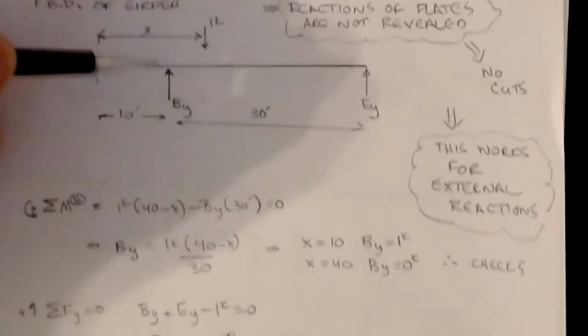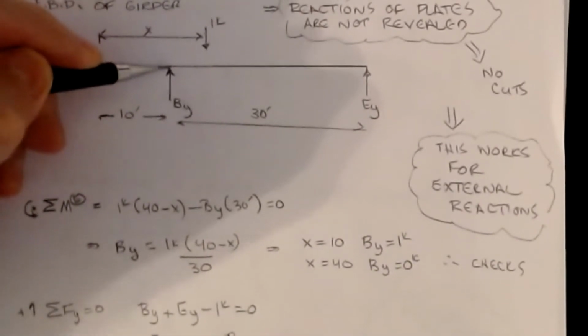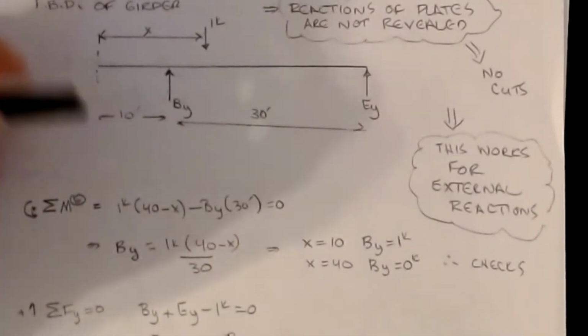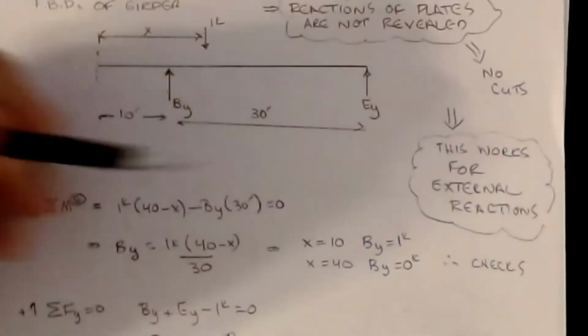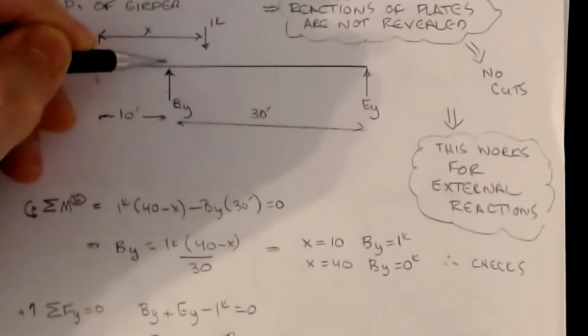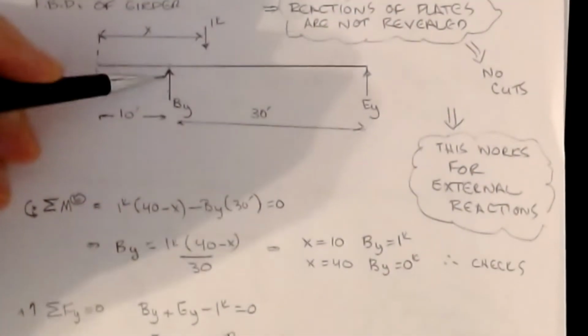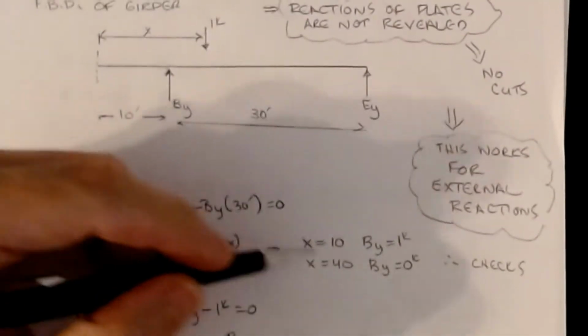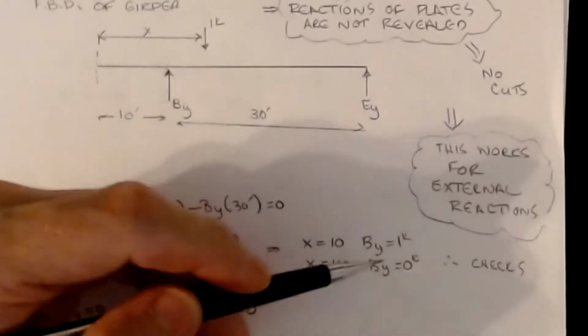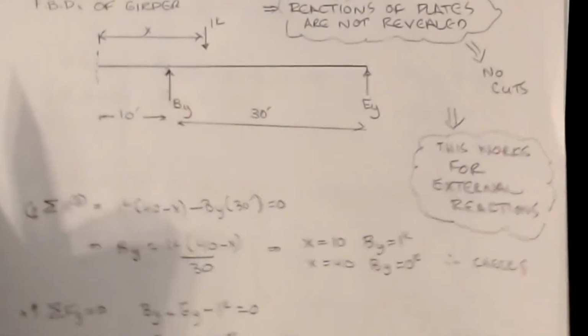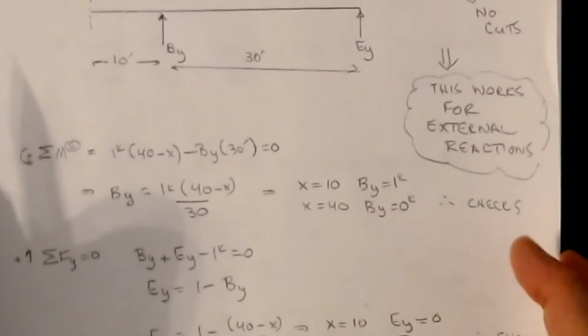If X equals 10, it means the point load is sitting over the support at B. The reaction at B should be 1.0. If I plug in X equal to 10, that's the value that you get. Likewise, if X is equal to 40, which means the load is over here, my reaction at BY should be 0. So if we plug X equal to 40 into this equation, you do indeed get 0, so that one checks. The BY equation seems pretty reasonable.